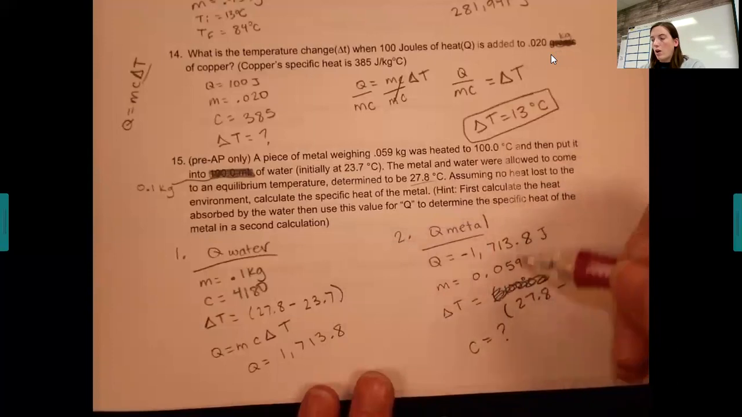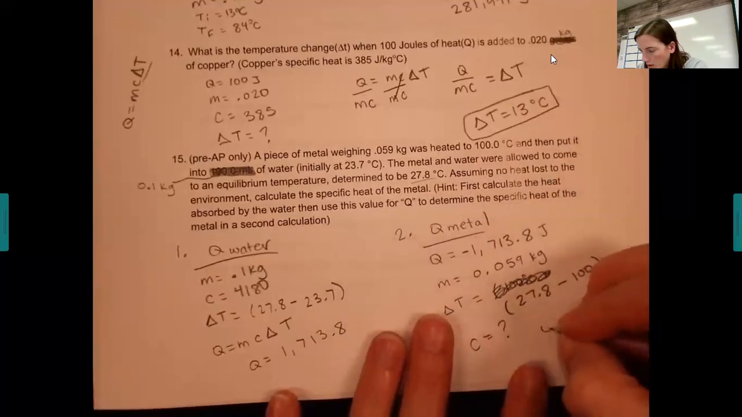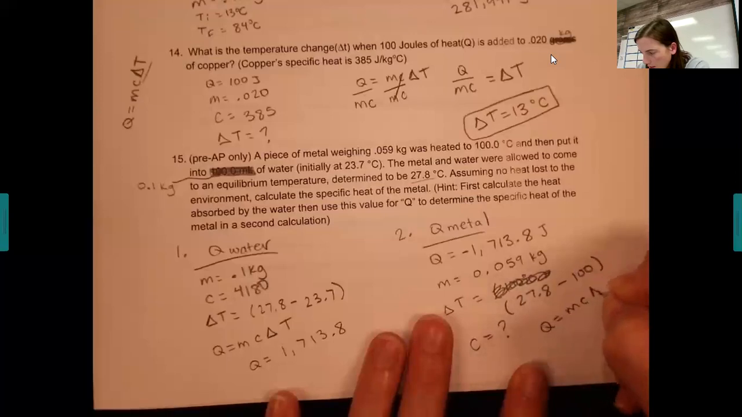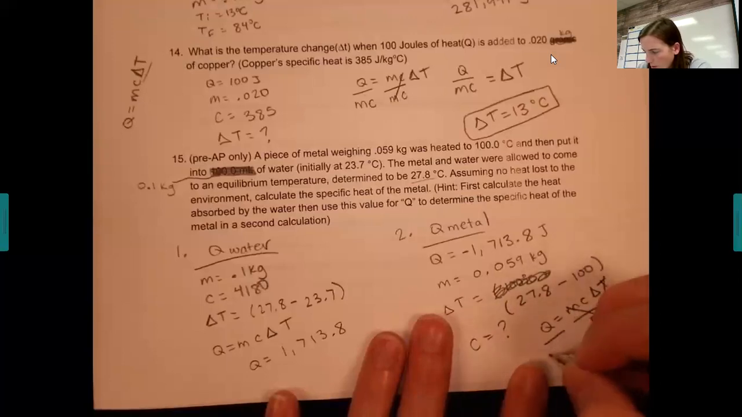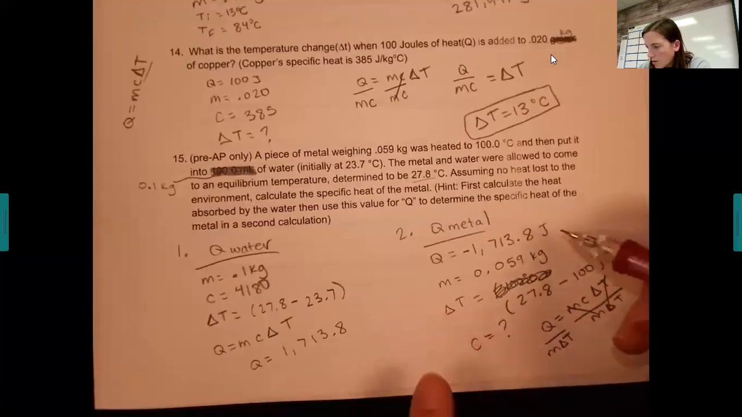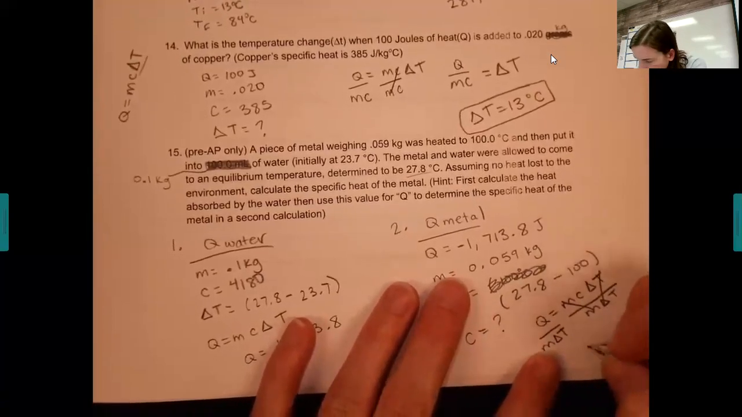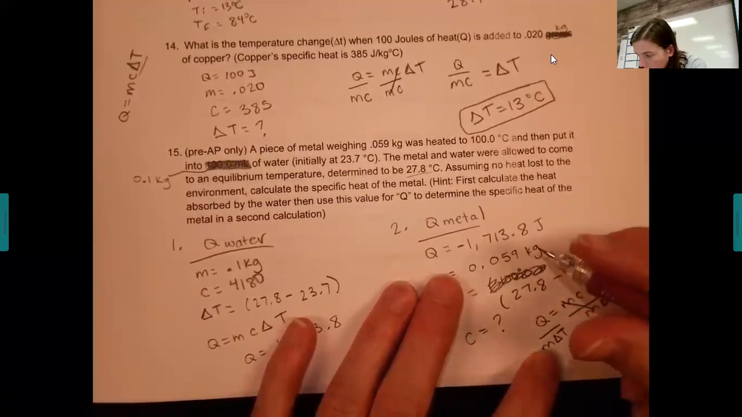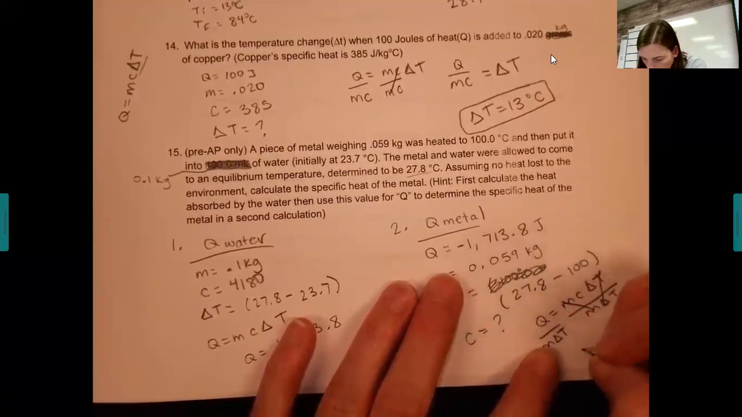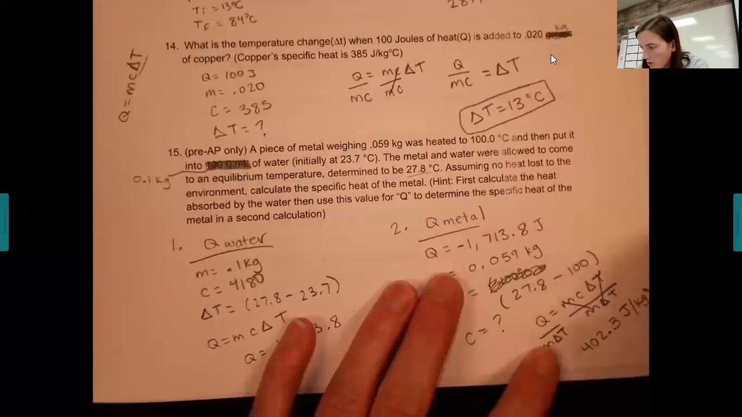Now I'm going to again do Q equals MCAT, but now I'm trying to get C by itself. So we're going to divide by the mass and the change of temperature on both sides. So Q divided by the mass times the change of temperature. You should get a positive number because that's going to be negative. It should be 402.3, and the units would be joules per kilogram degrees Celsius.